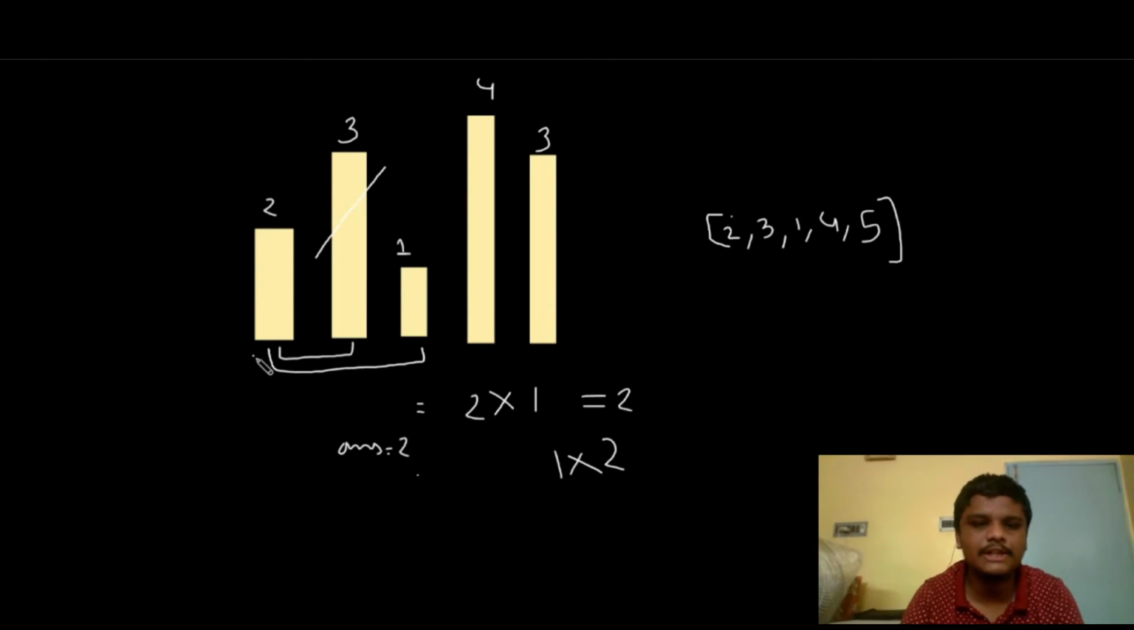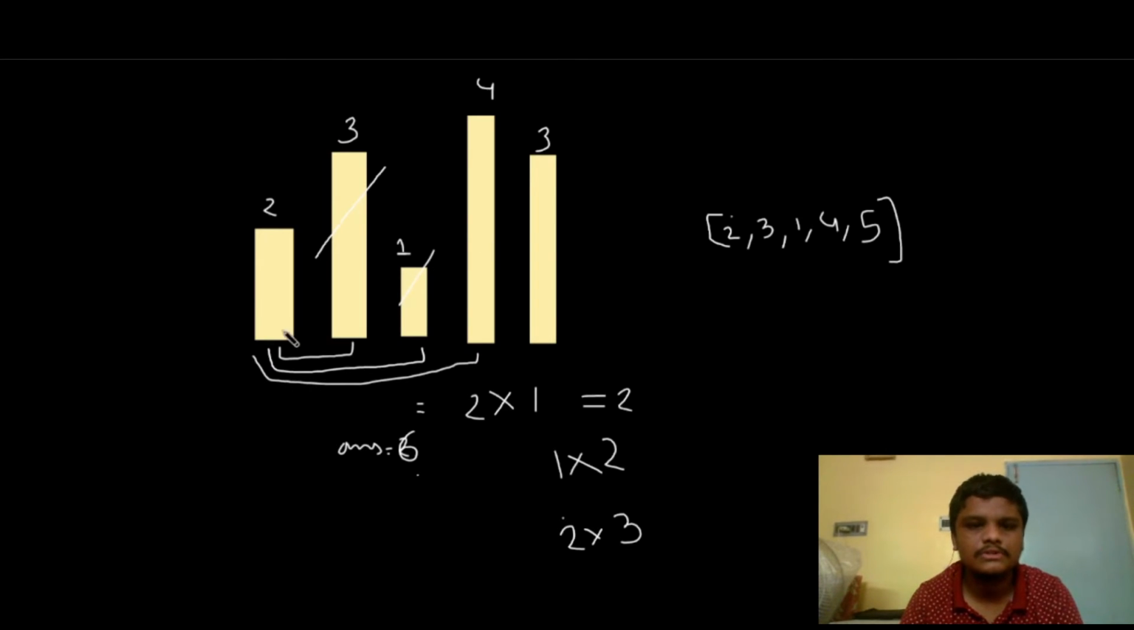Now we're going to check 2 comma 4. We're not going to consider the lines in between right now. The minimum between 2 and 4 is 2. Then we multiply this 2 with the distance, that is 3. So now we have got 6. Since 6 is greater than 2, we update the answer to 6.